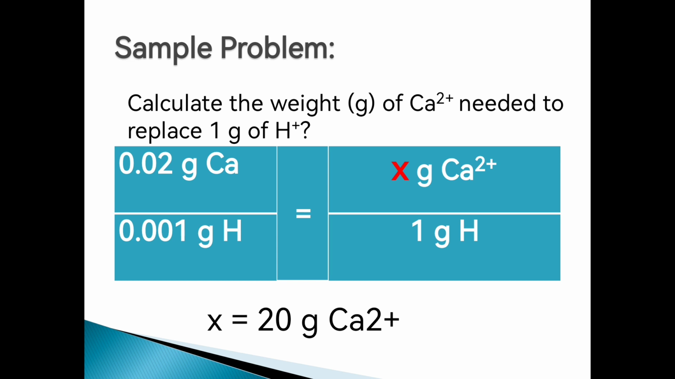So to calculate the weight of calcium needed to replace 1 gram of hydrogen, we have here the milliequivalent weight of calcium, and then we compare it to the milliequivalent weight of hydrogen. So if we have that, we need 20 gram of calcium to replace 1 gram of hydrogen.